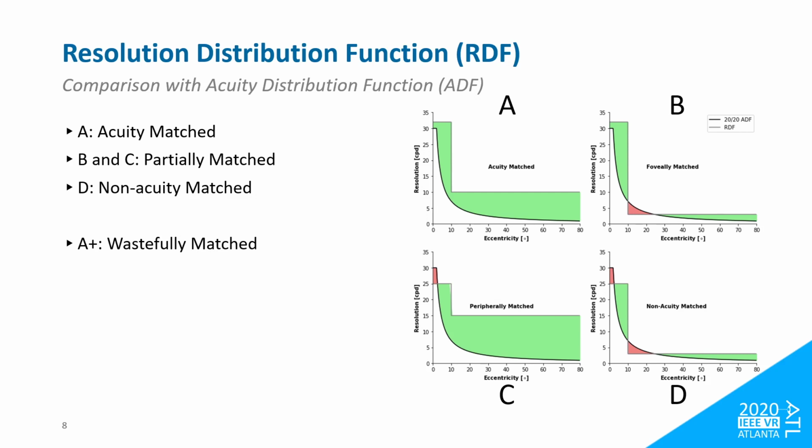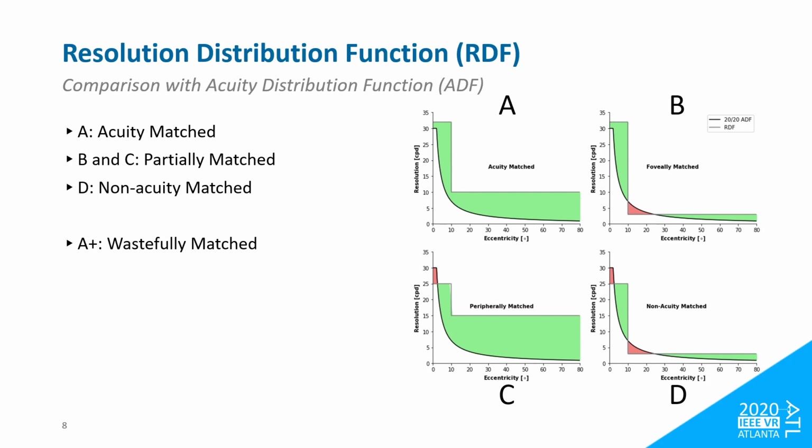The highest classification type is A, which indicates that the display's RDF meets or exceeds the human visual ADF, the human's ADF for the entire field of view. Types B and C meet or exceed the ADF for the entire fovea or periphery respectively, either of which may be preferred depending on the application. Finally, the RDF for type D falls below the ADF in both the fovea and the periphery.